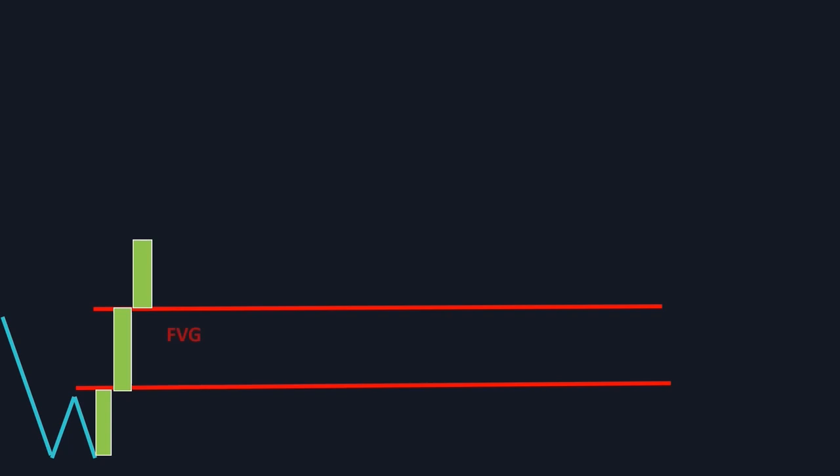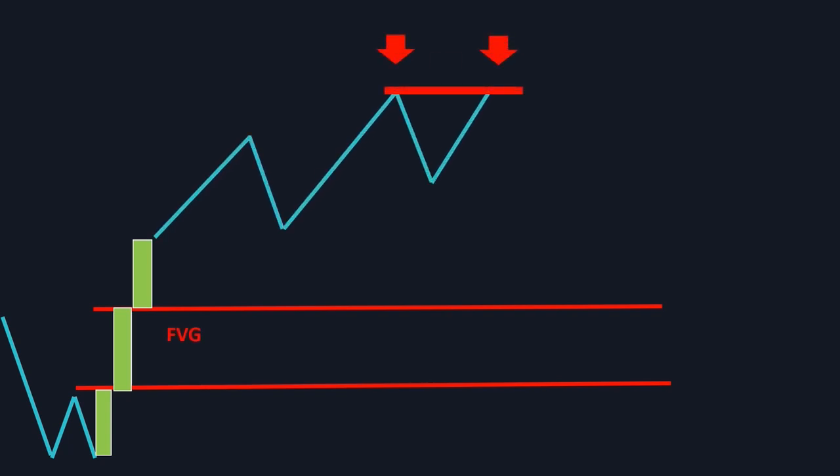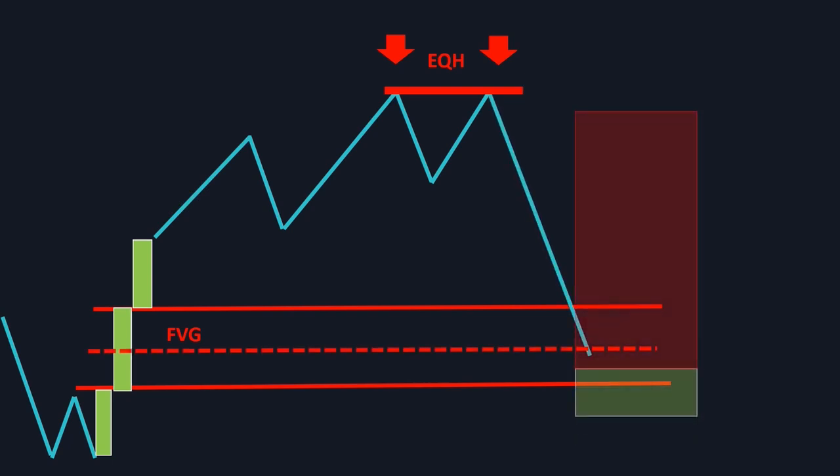Alright, let's move on to the second FVG strategy. Imagine we had a downward trend. The first leg that changes the trend and begins to rise is where we identify the first FVG that forms. As the trend continues, when an equal high forms and the market fails to make a higher high, a drop occurs. The price then retraces to the FVG area.